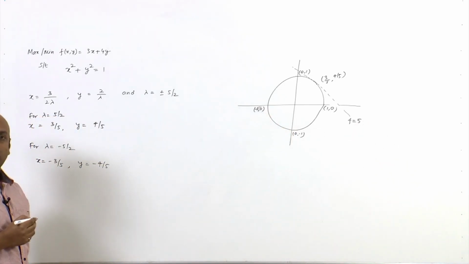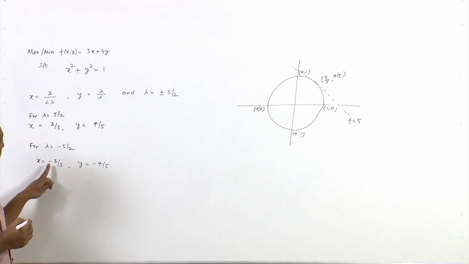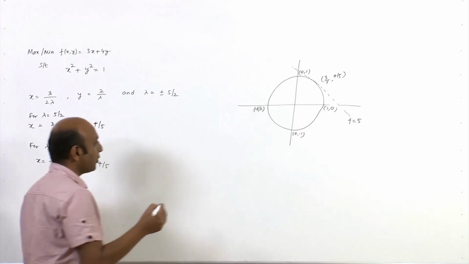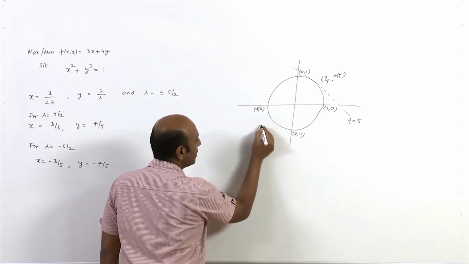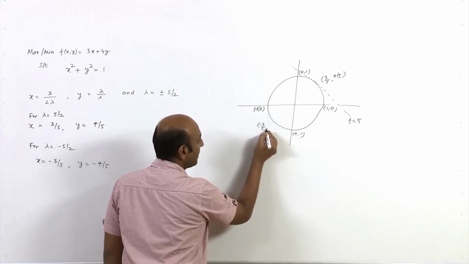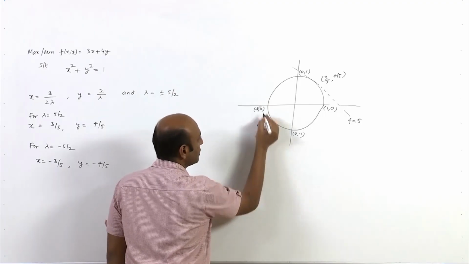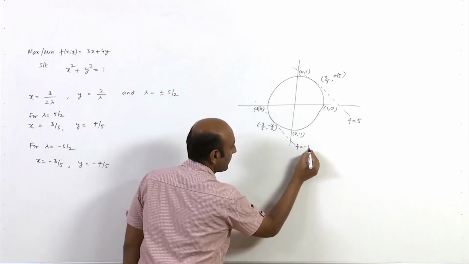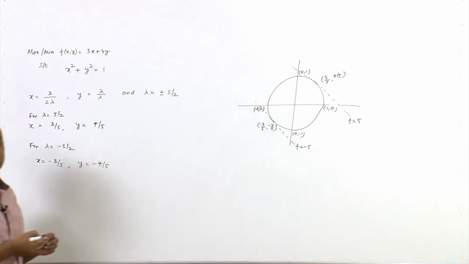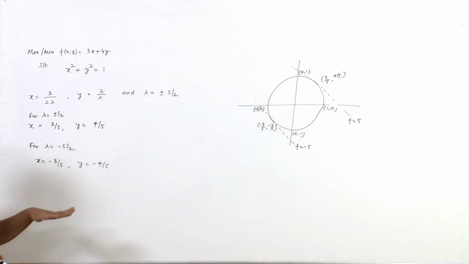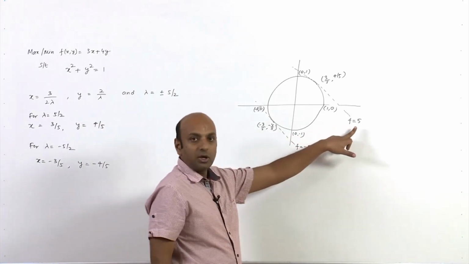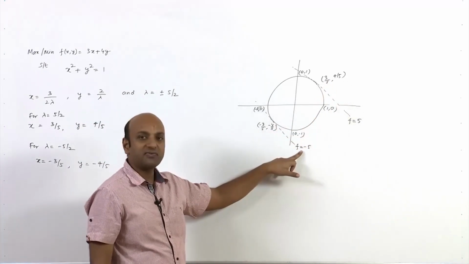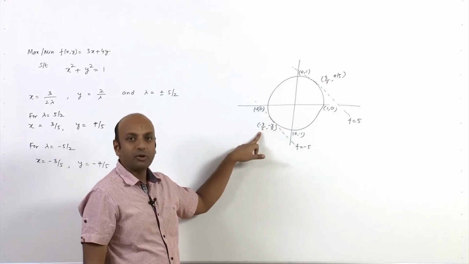And what is the minimum value of f? The minimum value is obtained at x equal to minus 3 by 5 and y equal to minus 4 by 5, and this point is somewhere here, which is minus 3 by 5 and minus 4 by 5. So, this is the minimum value of this function. So, the maximum value of the function is 5, which is at this point, and the minimum value of the function is minus 5, which is at this point.